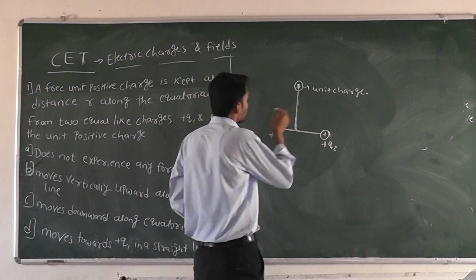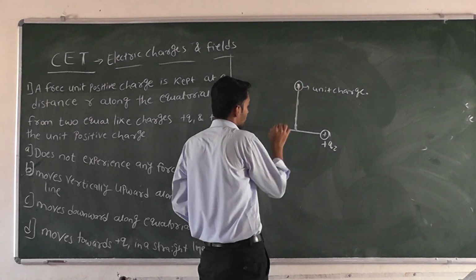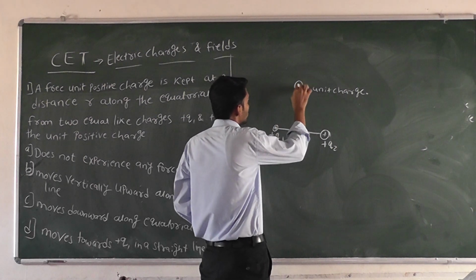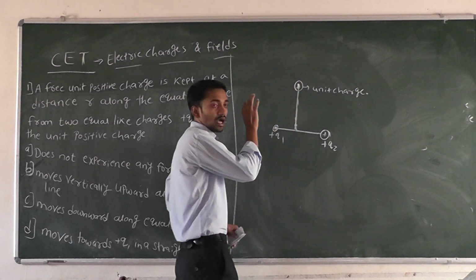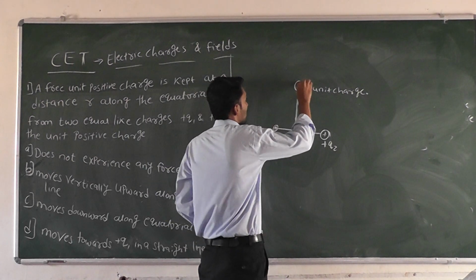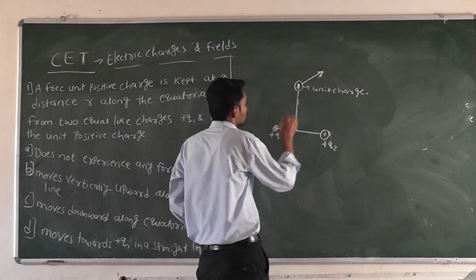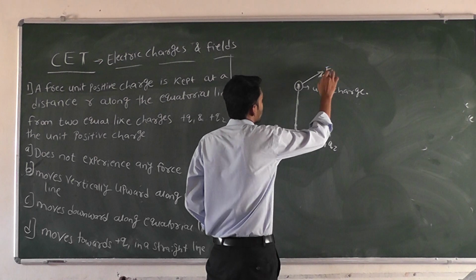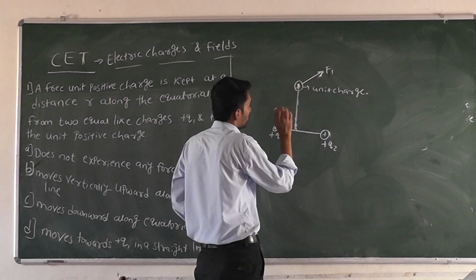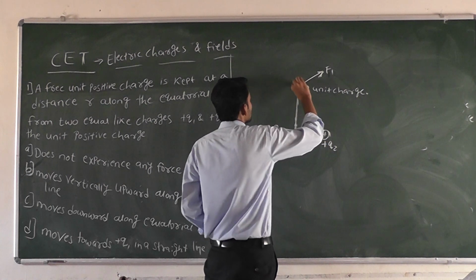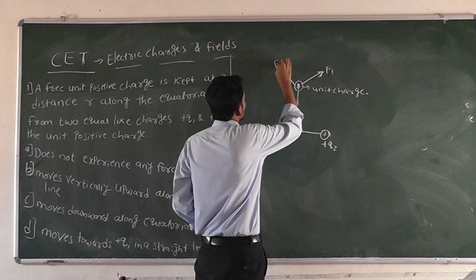Which type of force is applying? The charge plus q1 is positive and the unit charge is also positive, so these two charges repel each other, which means the direction of force is in this direction. The charge q1 applies force F1. Next, q2 is also positive, so these two charges also repel each other, and another force is produced, the force F2.